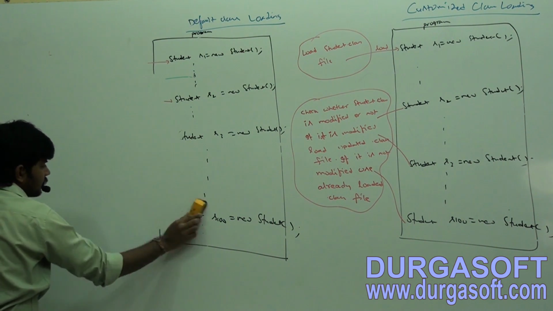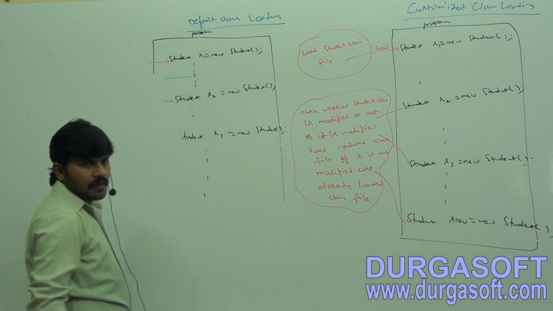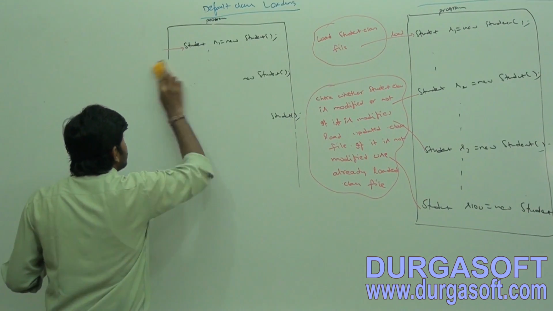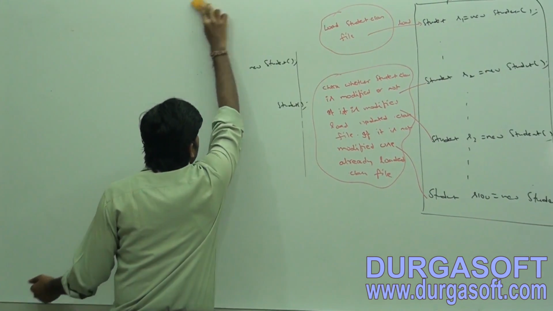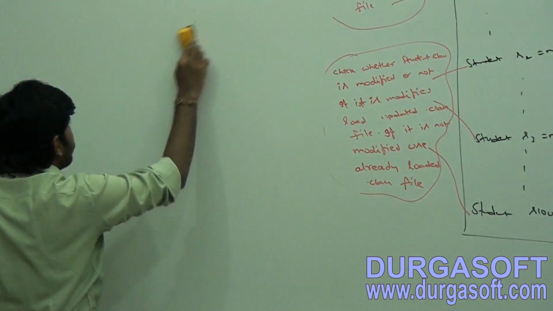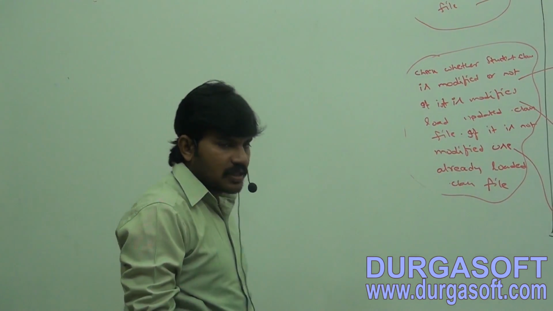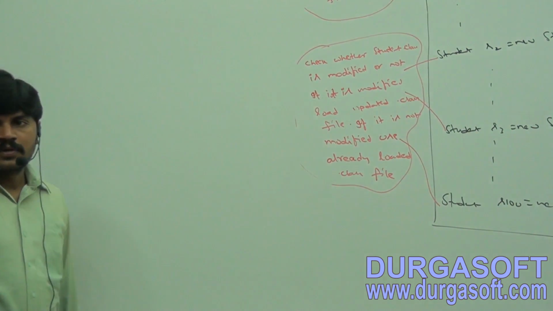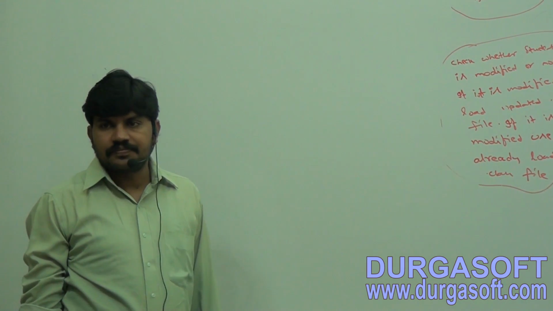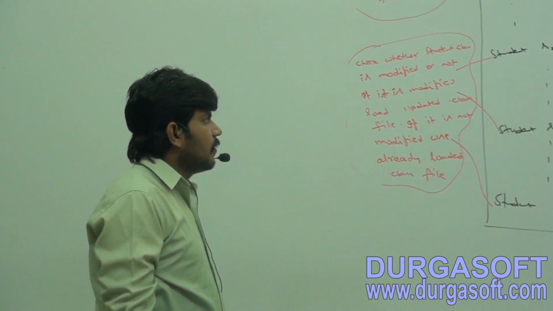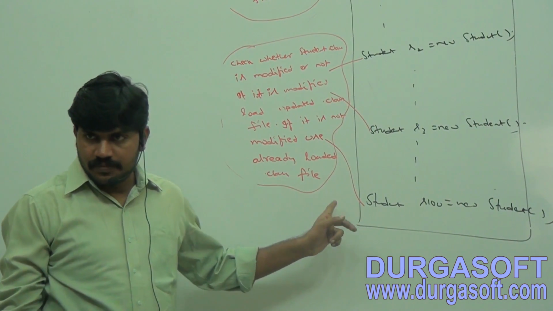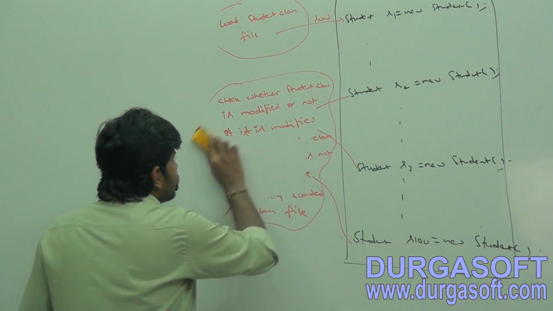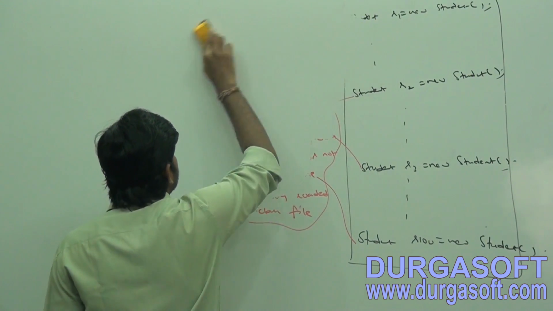Next, keep the subheading: How to define a customized class loader. Okay, completed up to this one, right? This part.